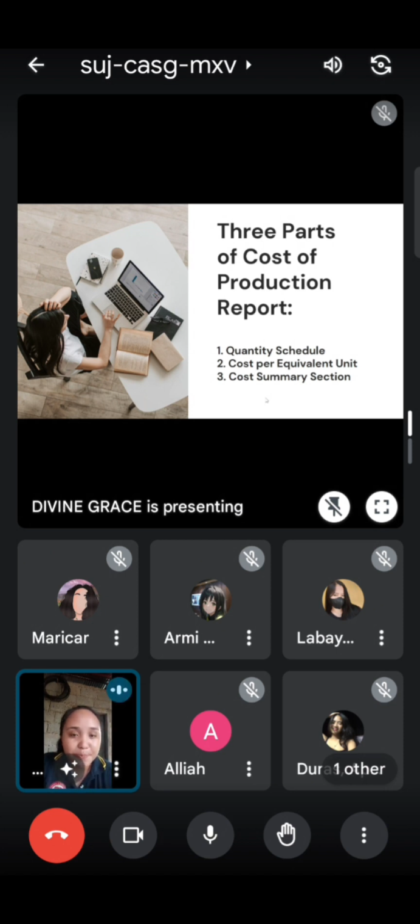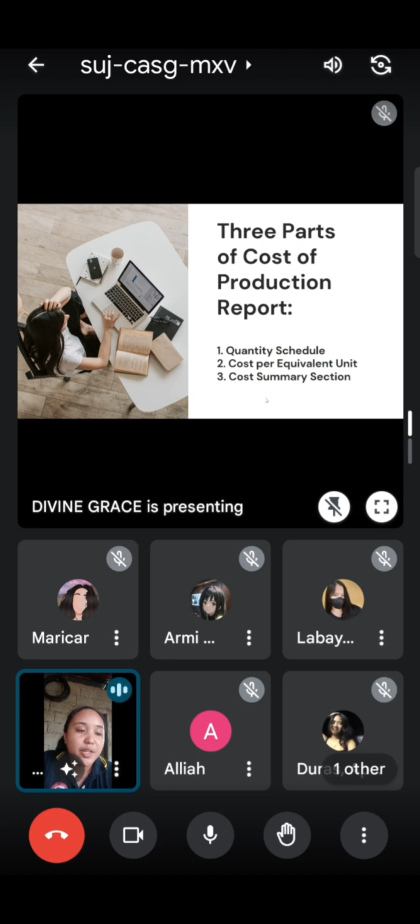So, on the next is the cost per equivalent unit. So, in this section, the cost per equivalent unit is calculated. It takes into the account the cost incurred in the production process and divides them by the equivalent units produced.